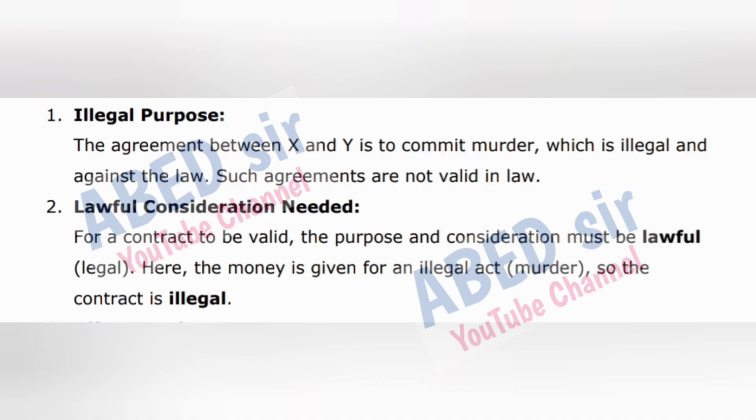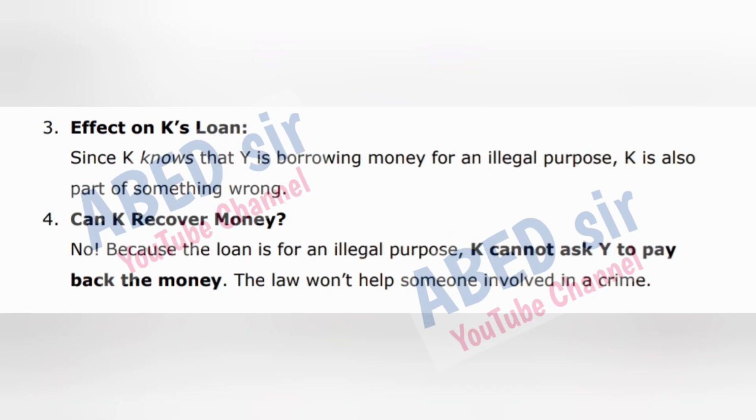Answer. 1. Illegal purpose. The agreement between X and Y is to commit murder, which is illegal and against the law. Such agreements are not valid in law. 2. Lawful consideration needed. For a contract to be valid, the purpose and consideration must be lawful, legal. Here, the money is given for an illegal act, murder, so the contract is illegal. 3. Effect on K's loan. Since K knows that Y is borrowing money for an illegal purpose, K is also part of something wrong.